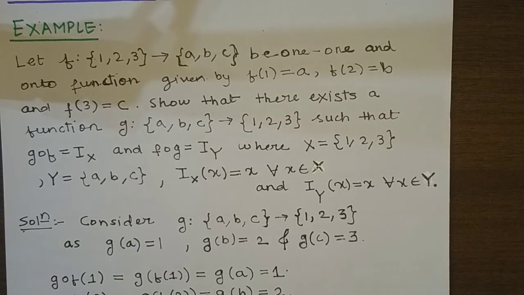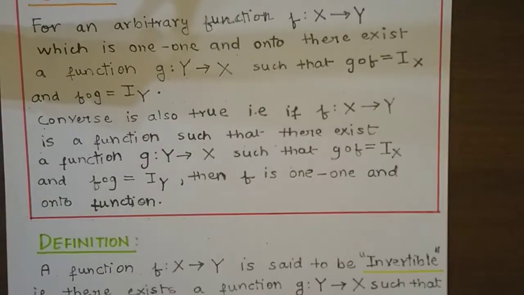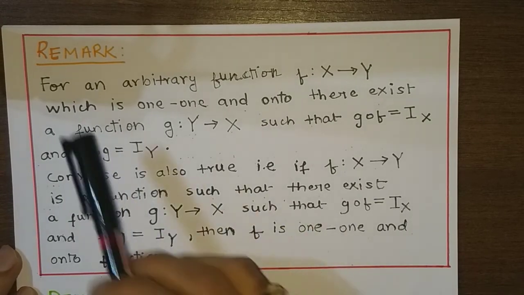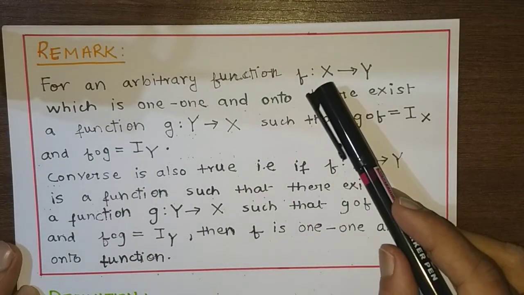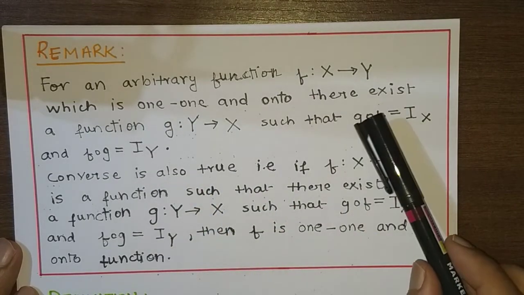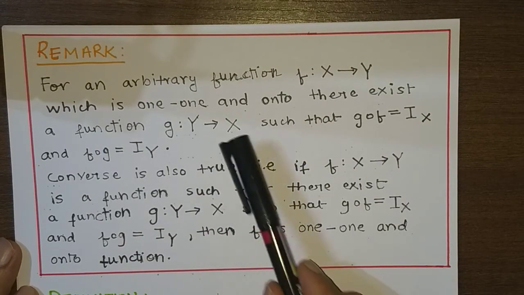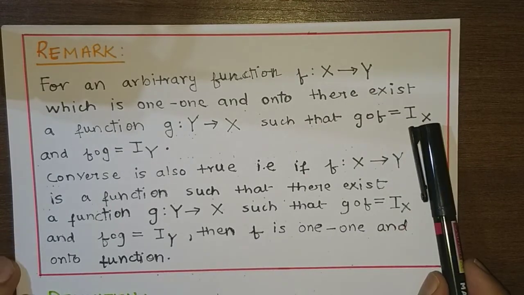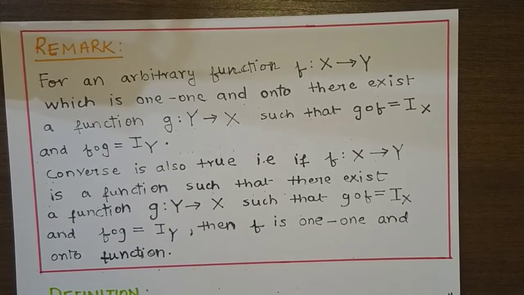Now this example we will use to write a remark. So now we will look at one remark. The remark is, for an arbitrary function f from x to y, which is 1 1 and onto, there exists a function g from y to x such that g composition f is equal to I suffix x and f composition g is equal to I suffix y.